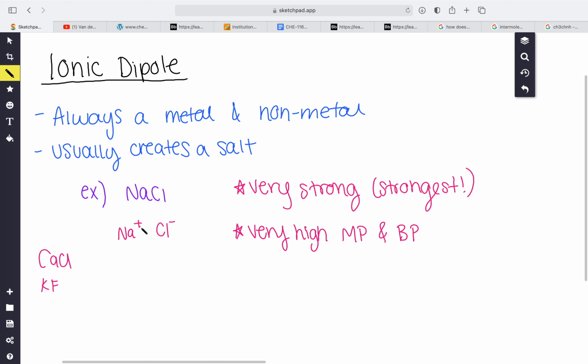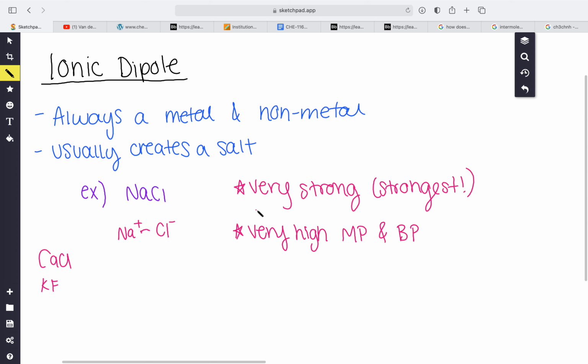The Na is a cation, so it's a positive ion, and we have Cl, which is a negative ion, aka an anion. So you have your metal and your non-metal. They're going to come together. The chlorine is going to donate an electron to sodium, so they're going to have an extremely strong bond together. And because of this, they have very, very strong intermolecular forces.